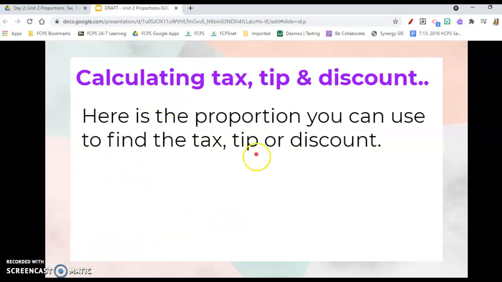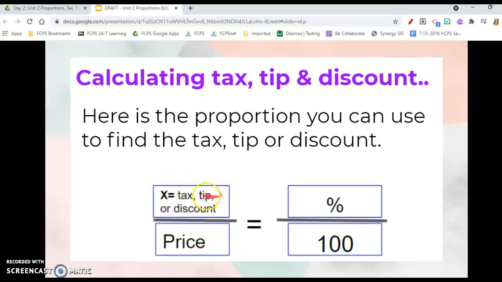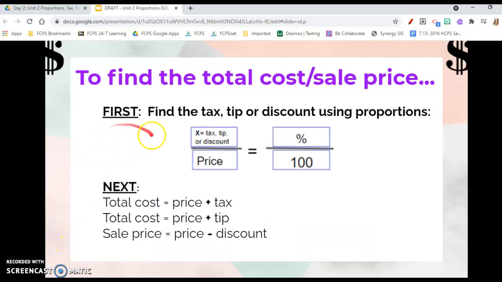So calculating tax, tip, and discount, here's a proportion you can use to find the tax, tip, and discount. This should look familiar. Tax, tip, or discount on the top, original price on the bottom, percent over 100. To find the total cost or the sale price, first, find the tax, tip, or discount using proportions. All right? Plugging in your information from your word problem.